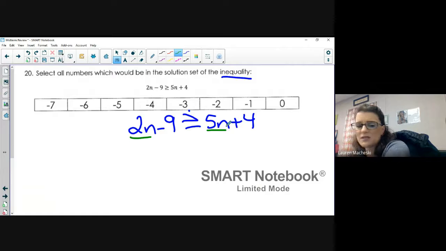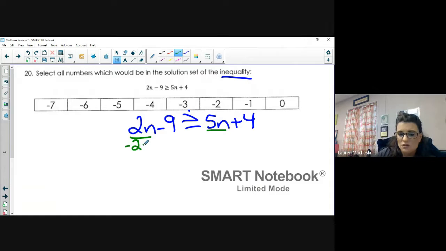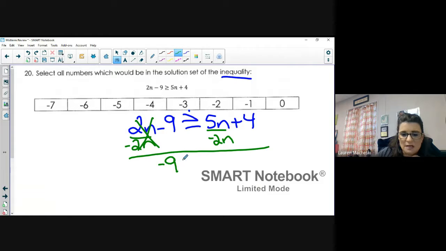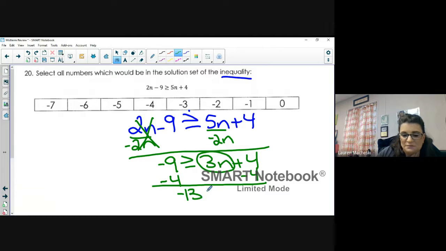Remember, if you have variables on both sides, you want to bring smaller to larger. So I'm going to subtract the 2n since that's smaller. So -9 is greater than or equal to 3n plus 4. Can't touch 3n until I get rid of plus 4, so -4. So -13 is greater than or equal to 3n. Am I right on that? That looks kind of funky. -9 minus 4, yeah, is negative 13. All right, so I'm going to bring this up here to finish.